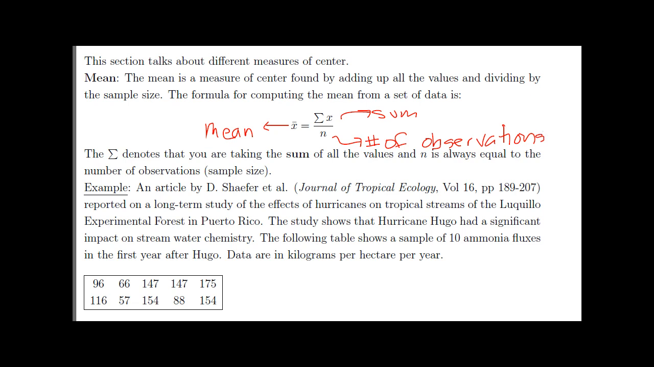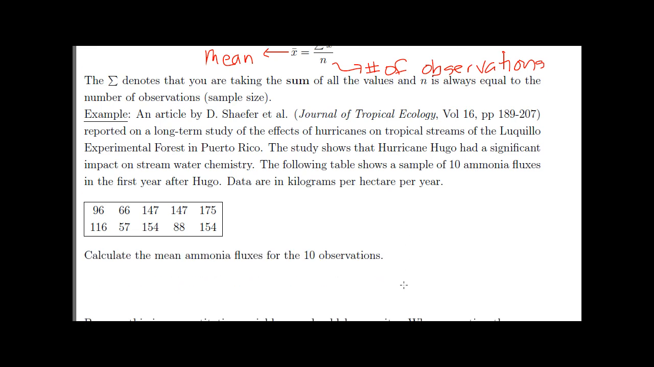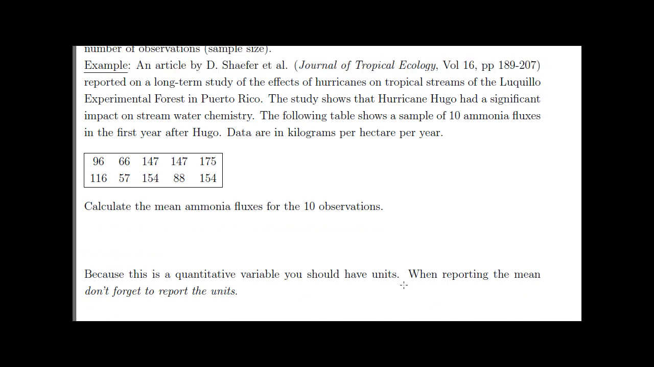Okay, you might want to do that on your TI calculator. We're also going to do that using StatCrunch, but at first we're going to do this by hand. So we're going to go over this example where we have ammonia fluxes from a stream after Hurricane Hugo. We have 10 observations and we want to calculate the average, or the mean. So I'm going to denote it X bar, and that's going to be equal to the sum of all the 10 numbers. So I'm going to take 96 plus 66 all the way up to 154.